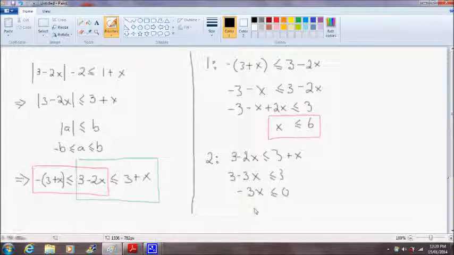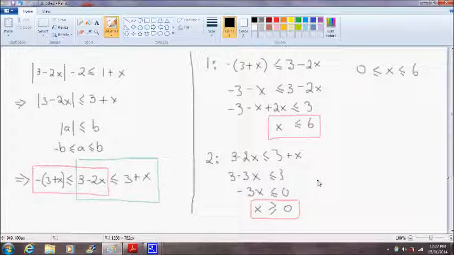Alright, so to get x by itself, we divide both sides by negative 3, and as I stated, when we divide by a negative number, we have to reverse the direction of the inequality. So 0 divided by negative 3 is 0. So this is our possible solution for x in our second instance. So we found that x can be greater than or equal to 0 but less than or equal to 6. So we can rewrite our solution as x lies somewhere between 0 and 6.